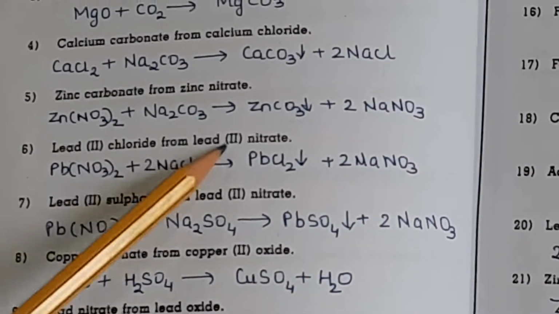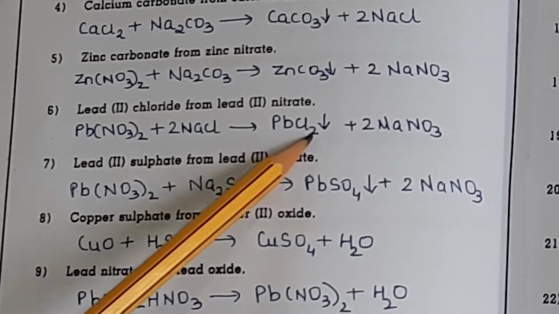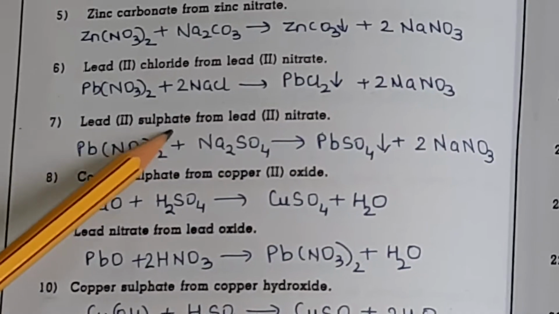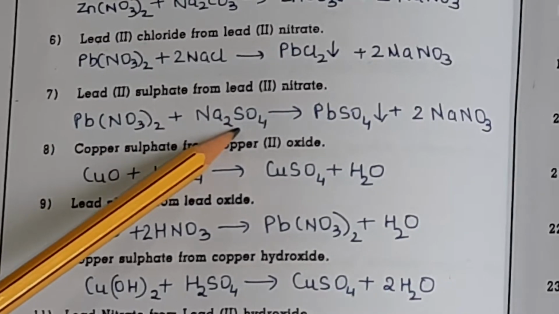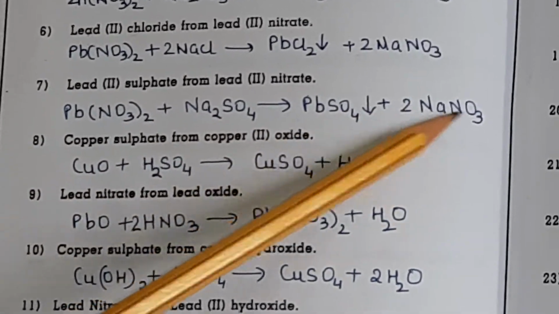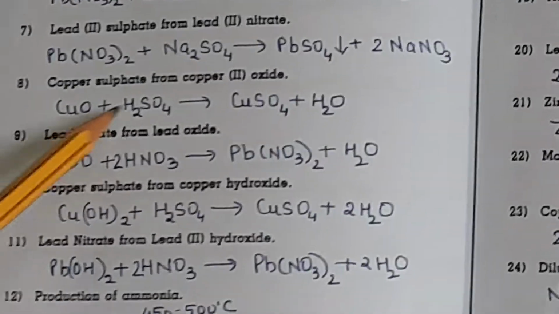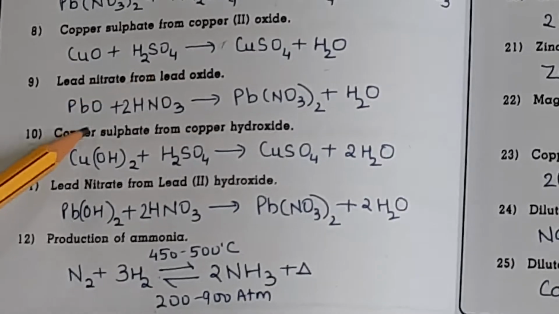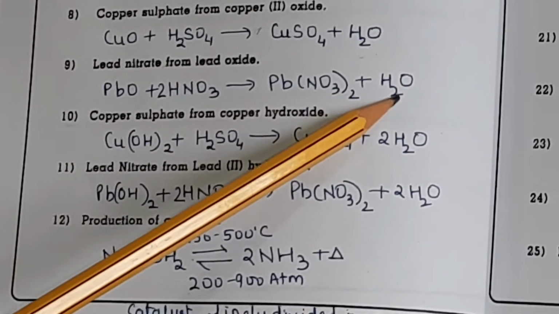Lead chloride from lead nitrate. So Pb(NO3)2 plus 2NaCl will give you PbCl2 white precipitate plus 2NaNO3. Lead sulfate from lead nitrate, Pb(NO3)2 plus Na2SO4 will give you PbSO4 plus 2NaNO3. Then copper sulfate from copper oxide. So CuO plus H2SO4 will give you CuSO4 plus H2O. Next, lead nitrate from lead oxide, PbO plus 2HNO3 will give you Pb(NO3)2 plus H2O.